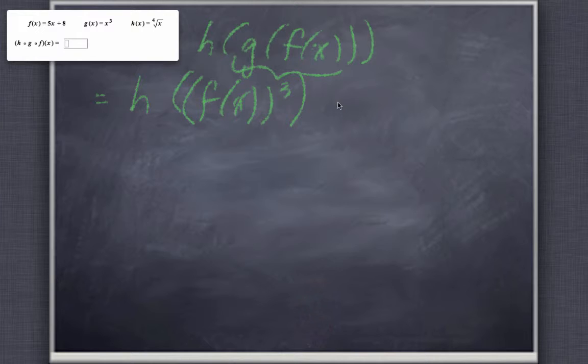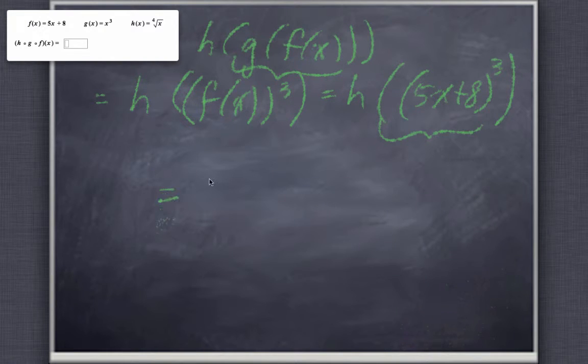I may have excessive parentheses going on. I actually don't think so though. So that is h of. Now I'm going to plug in f of x, 5x plus 8. Okay. And then what h does to whatever's plugged into it is it takes the fourth root of it.